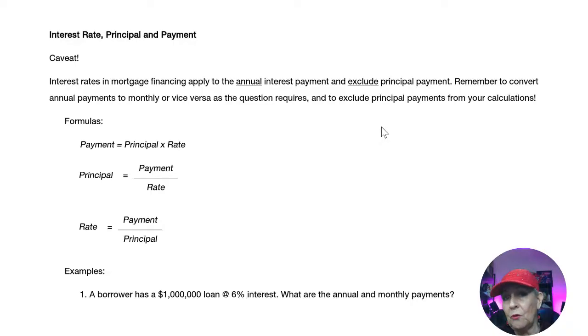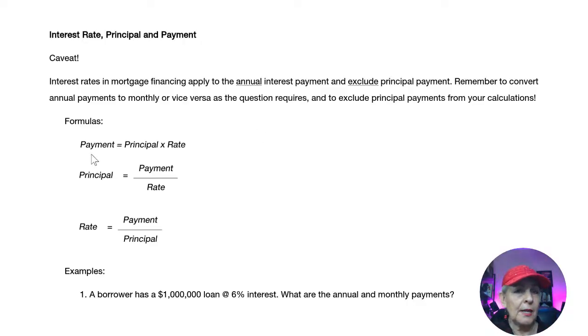2%, 3, 4, 5, okay? Remember to convert annual payments to monthly or vice versa as the question requires. Remember, I've stressed, pay attention to what units are being asked. And units would be monthly pay, or annual, feet, square feet, inches, yards, acres, those are units. And to exclude principal payments from your calculations when you're only searching for interest.